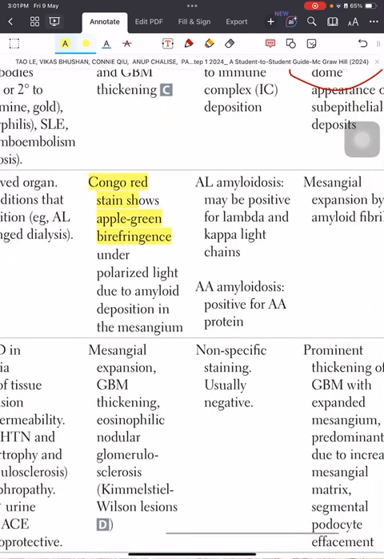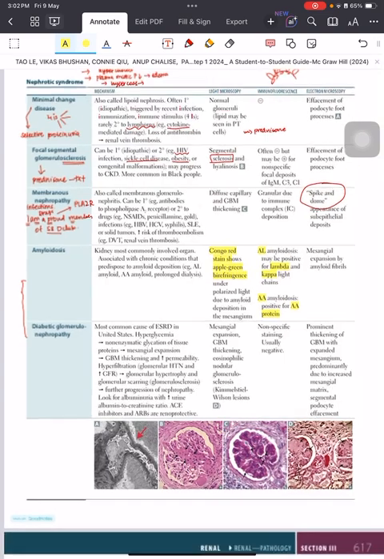I don't think it's important for you guys, but there are subtypes of amyloidosis. It can be AL, AA, and then there's another one with beta 2 microglobulin, but you really don't need to learn all of that. So AL is basically positive for lambda or kappa light chains, and AA is the one for AA protein. You really don't need to learn this.